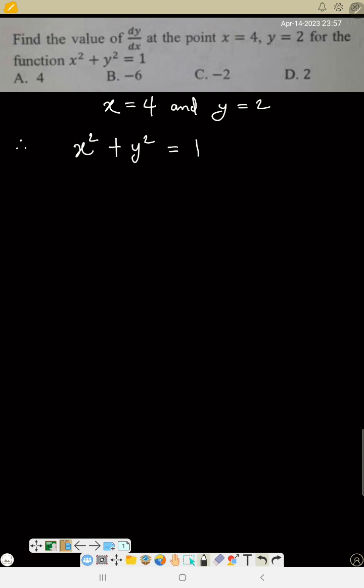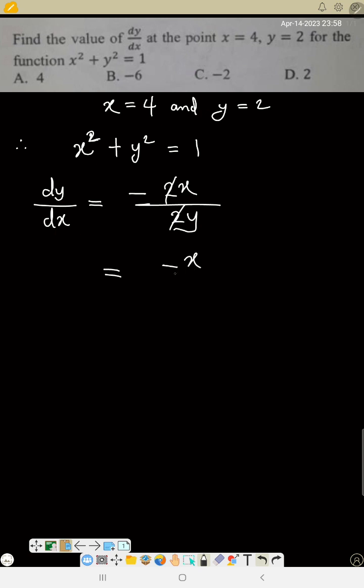So to differentiate this, see the short method. Please learn the short method for the implicit. Always start with minus. Now differentiate only x here. You can go and watch my video on implicit to understand the short method. Remember this is x square. So differentiate x square, you get 2x, divided by, this is y square, differentiate y square, you get 2y. So 2 will cancel out 2. So this is minus x over y.